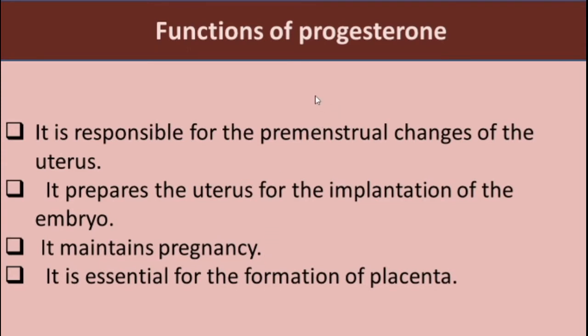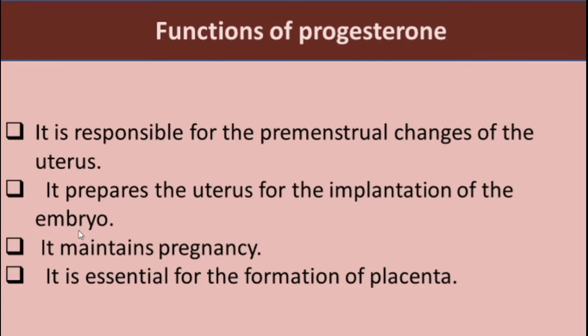What are the functions of the progesterone hormone? This hormone is responsible for premenstrual changes of the uterus. So what changes happen in the uterus before menstruation? The premenstrual changes in the uterus, progesterone hormone is responsible. It prepares the uterus for the implantation of the embryo.